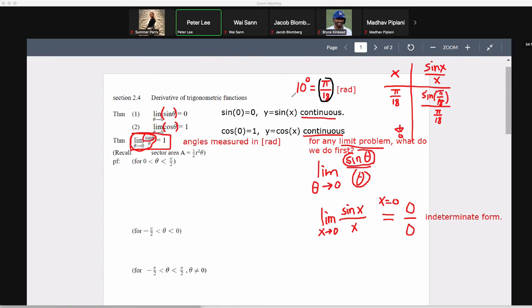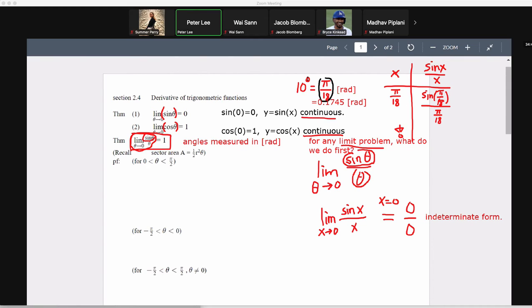So this one here is about, let me write this down, 0.1745 radian. So basically what I'm saying is this. When you plug in a value for x here and then evaluate it, we get this. So note that this is sine of pi over 18 radian over pi over 18.